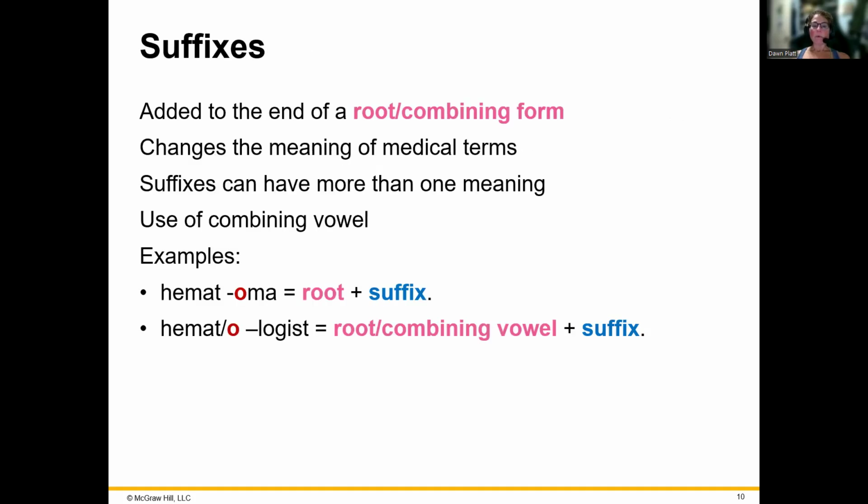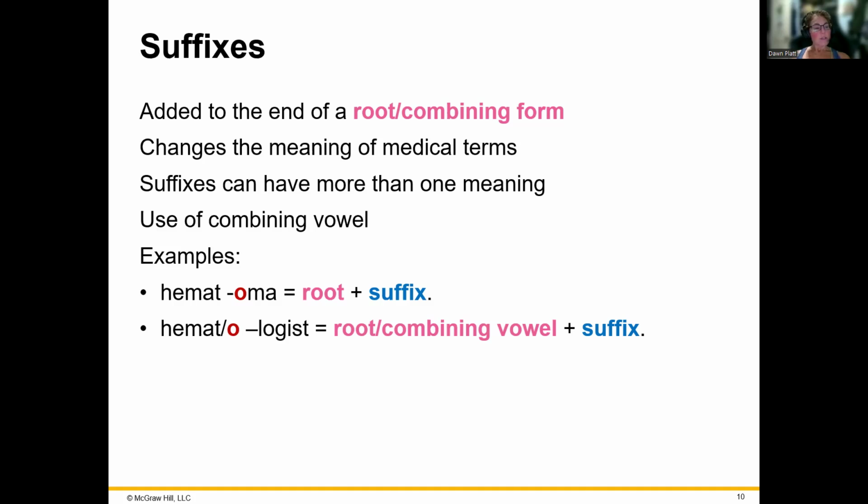Suffixes. So we already talked about root words and combining forms, which as time goes on, this will make more sense. It's just chapter 1, so be mindful. It'll get better. So the suffix is always going to be at the end. And you can see some examples at the bottom. We have hematoma. The hemat is the root word. The suffix is the oma in that one. Hematologist, the hemato is the combining form. The logist is the suffix.